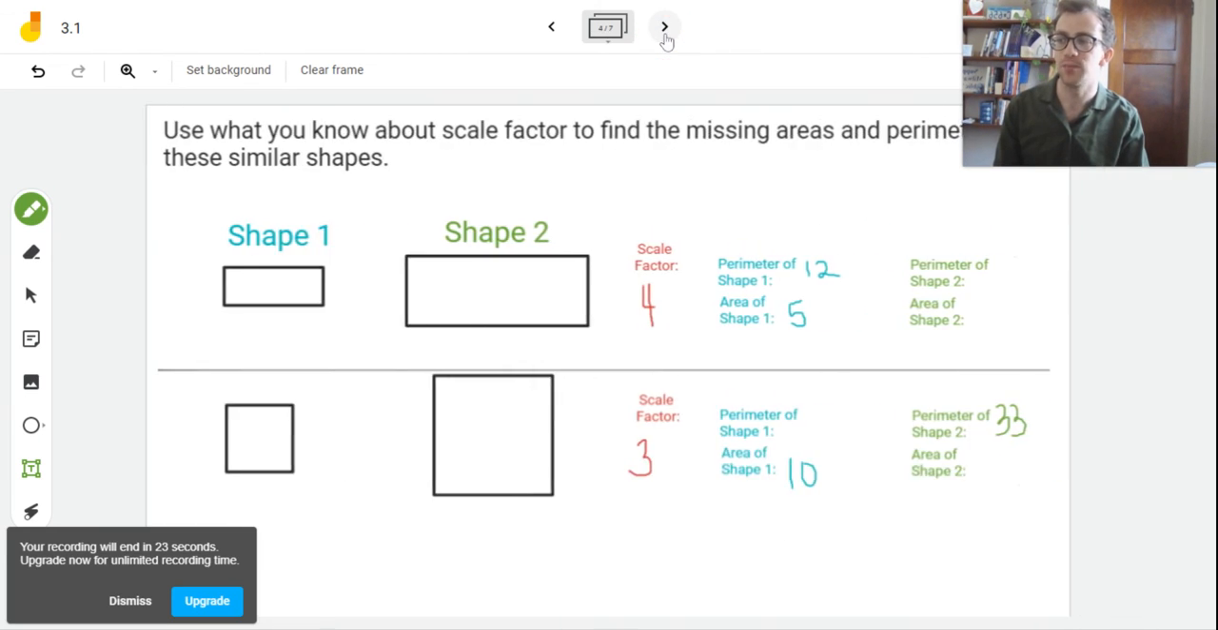In assignment 3.2, you're going to have to use both of those patterns. We know how much the perimeter increases by. We know how much the area increases by. Use the scale factor and the patterns that we just explored to find the missing perimeters and areas on your assignment.